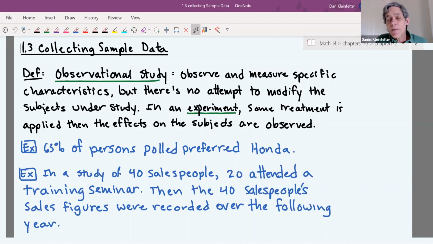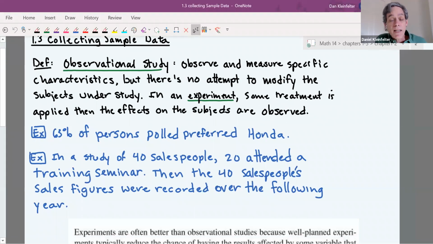The word experiment here has a little bit different meaning than it would have in a science class or chemistry class where you were playing with chemicals and such. A common element, though, is that you are trying something and seeing what happens in an experiment. In an observational study, as the name implies, you're basically just looking and noting what there is.